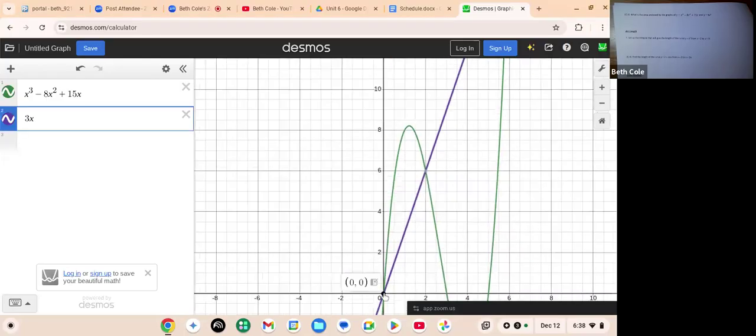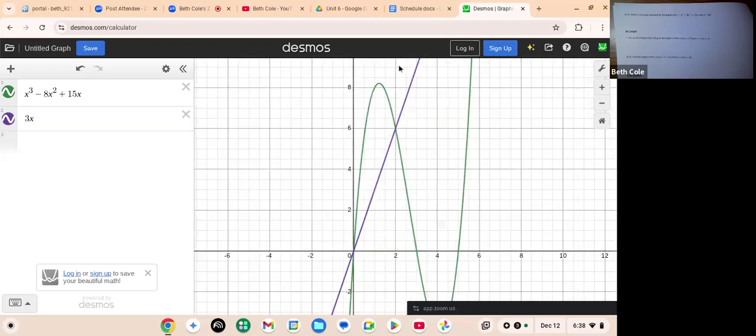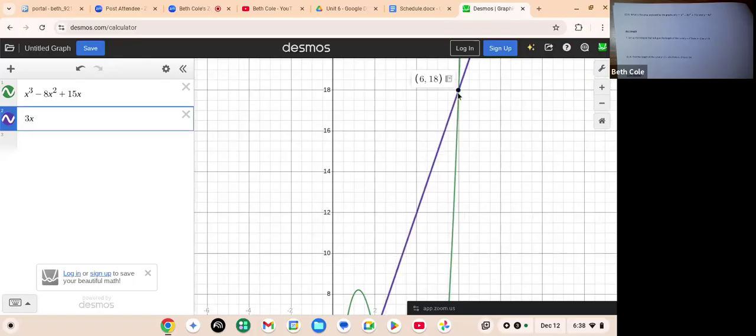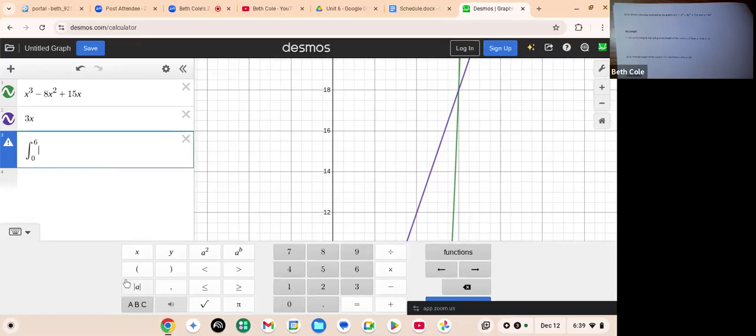I want the area from 0 all the way over to here. You actually get two spaces enclosed by this graph. You get this one, and then you also get this whole area here enclosed by these graphs. So I want to go from 0 all the way to, let's see, 6. So I'm going to do integral 0 to 6. And the way I'm going to make it not matter which one is the upper and which is the lower is I'm going to absolute value it. So x cubed minus 8x squared plus 15x minus 3x dx. All right, so 49 1/3.